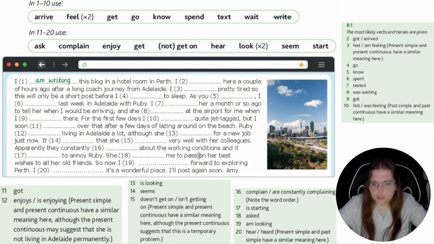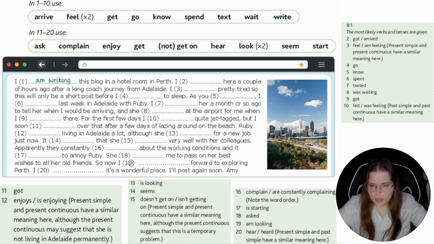about the working conditions. If we say this with some kind of irritation, we use present continuous, but if it's just a fact, present simple. And it is starting to annoy Ruby. It is starting, like right now. She asked me to pass on her best wishes to all her old friends. She asked me in the past, just a fact.